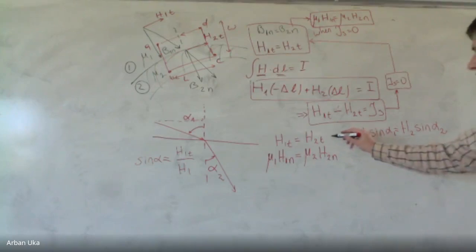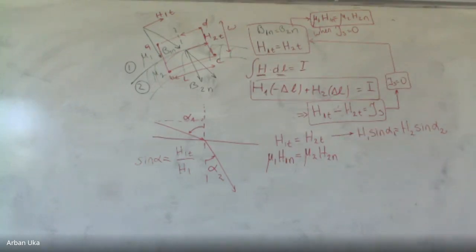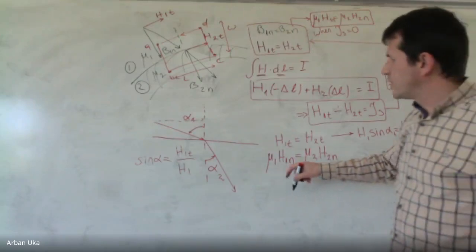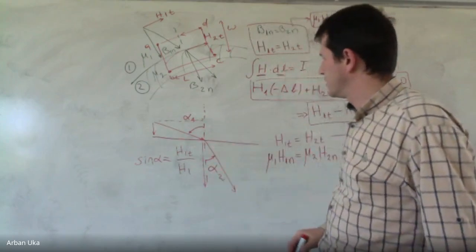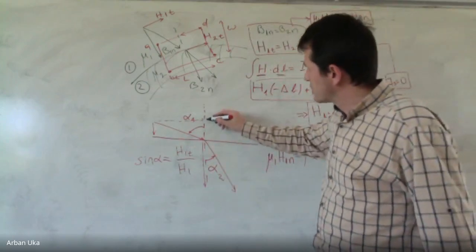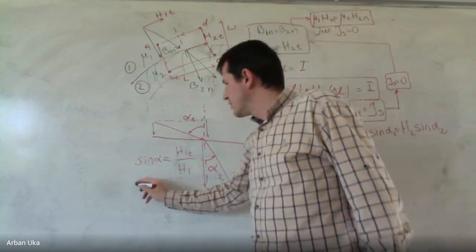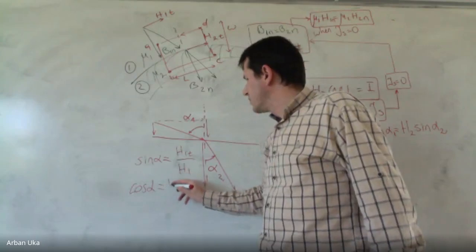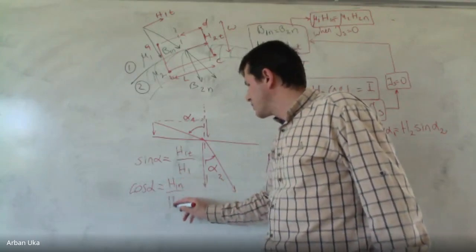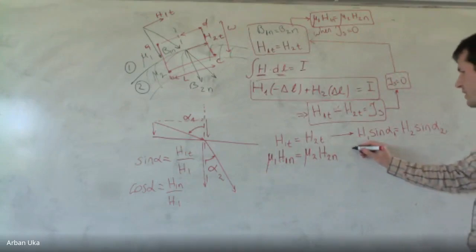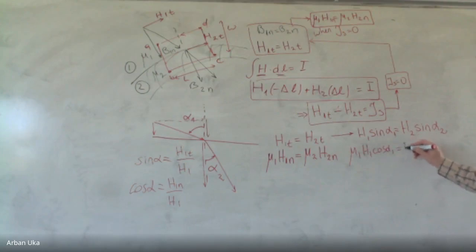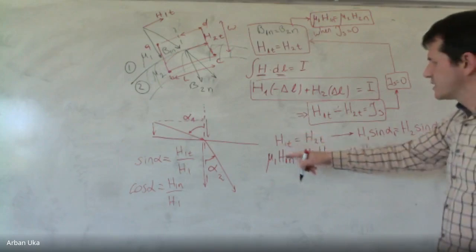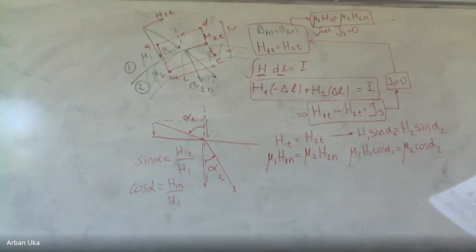Okay, we get this one from this expression, and then the second expression, we have H1 normal. H1 normal is this component and this component. Okay, and this H1 corresponds also to this side. We know that the cosine alpha is equal to H1 normal over H1. So then when we come here, we can write them as mu1 H1 cosine alpha 1 is equal to mu2 cosine alpha 2. So from this set of equations, we get this other one.